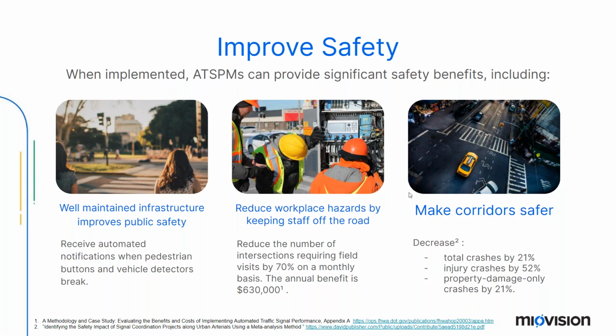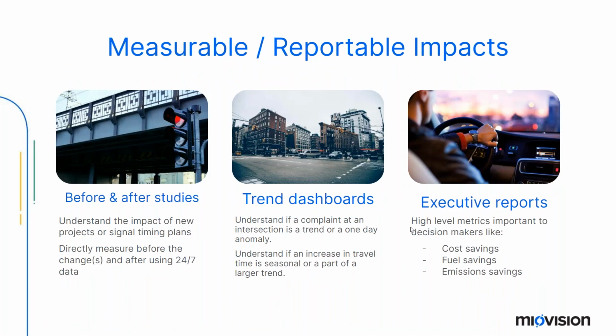And then ultimately make those corridors safer by proper optimizations and proper signal timing to reduce crashes and ultimately property damage and things like that as well. Safety is always number one, and we want to make sure we're providing the right amount of data for those things to be resolved. And then looking to some of those end users and those stakeholders, building out measurable, reportable impacts of all that effort that you're doing in the platform.